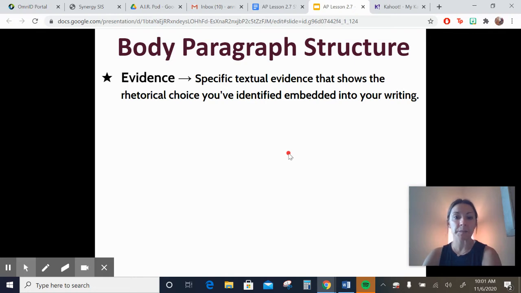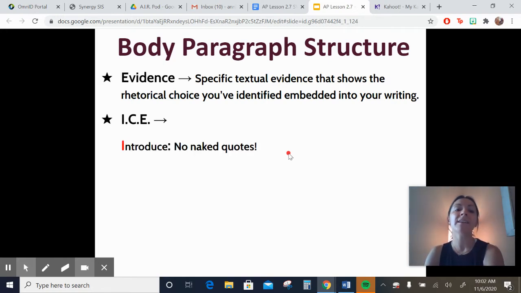Evidence, this should be specific textual evidence that shows the rhetorical choice you've identified, embedded into your writing. So this is how you should do this. We are going to use a method called the ICE method. So that stands for introduce. So if you get my comment that says no naked quotes, this means you did not introduce your evidence. You all of a sudden just put quotes there to begin a sentence and you didn't give me any context for where that's coming from.